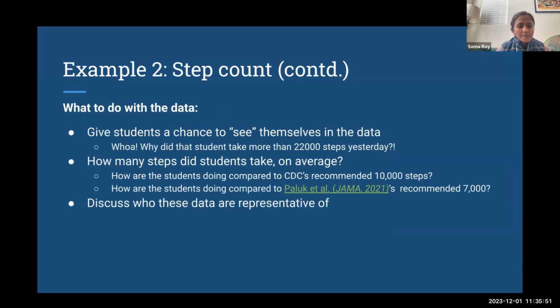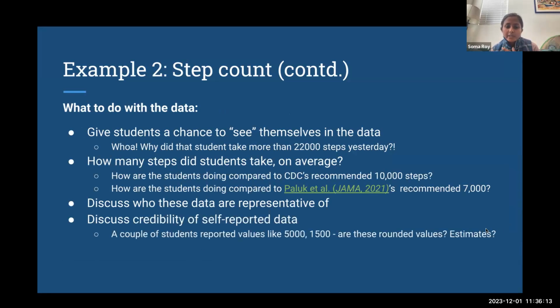What else? We can talk about who these data are representative of, because not everybody has a step counter, or maybe they didn't have their step counter with them that day. So whom are we actually talking about in the data set? Whom are we leaving out? Who is not in the data set? Who are we not representing?